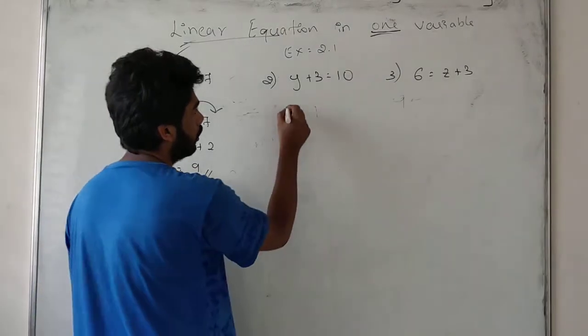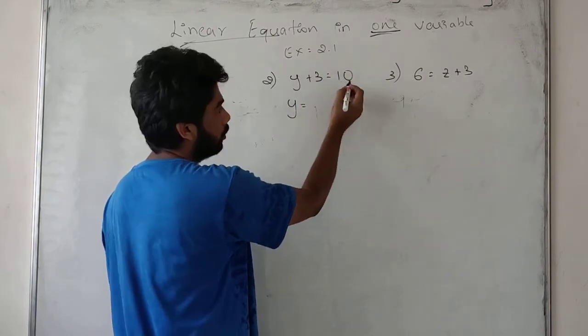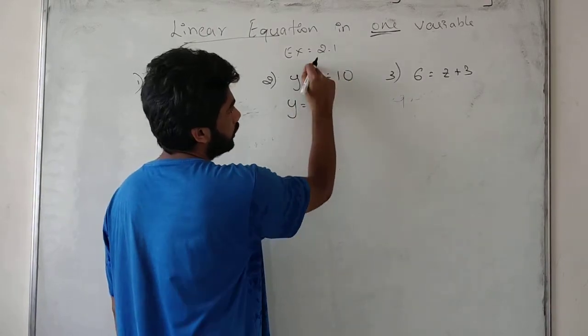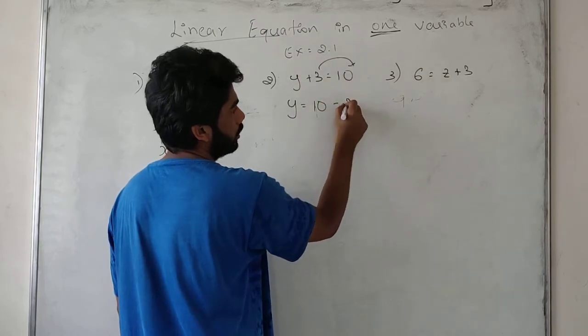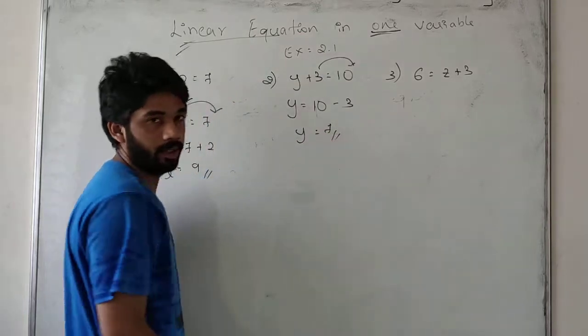Next one. y plus 3 is equal to 10. Here, y is equal to 10; if we shift this to the other side, it becomes minus 3. So y is equal to 10 minus 3, which is 7. This is the required answer.